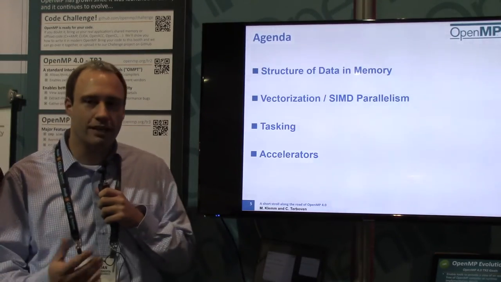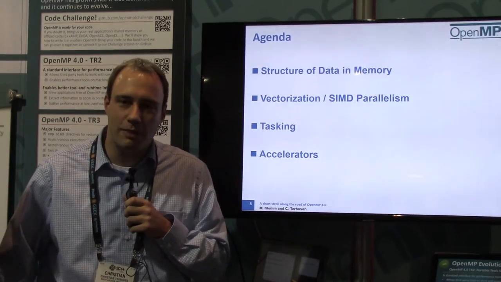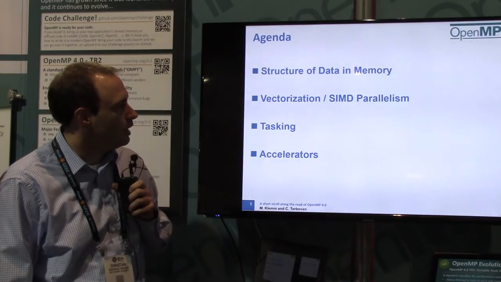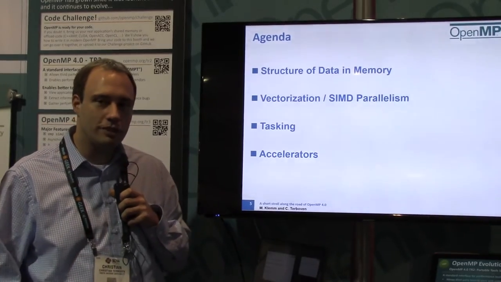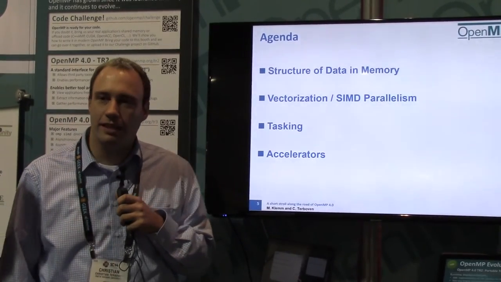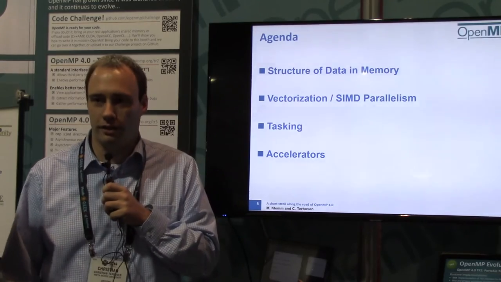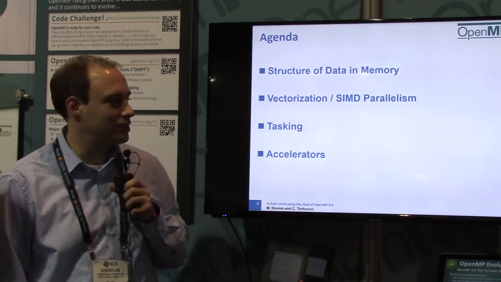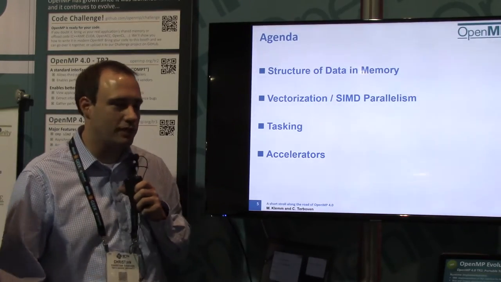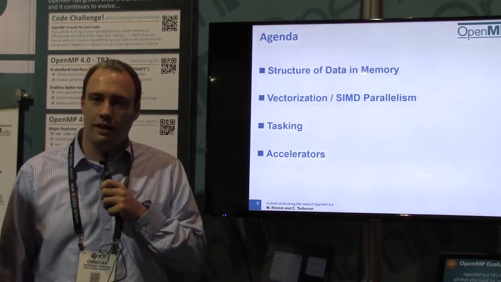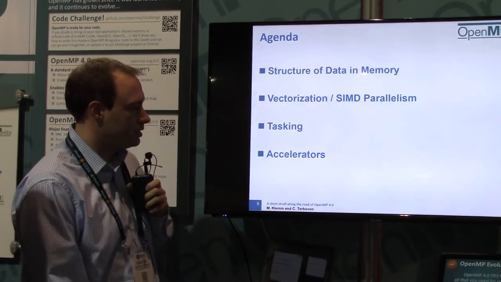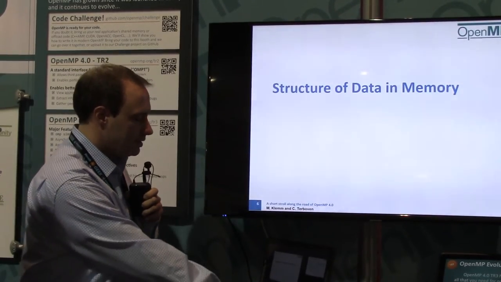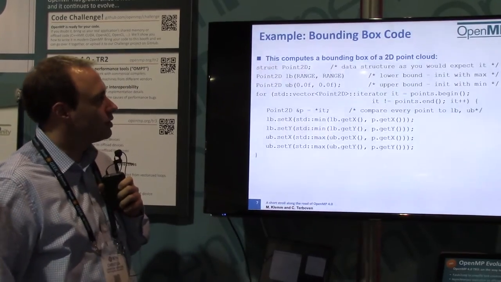And this is our agenda. We will talk about the structure of data in memory and how to exploit that in OpenMP to get the right performance. We'll talk about vectorization, meaning SIMD parallelism, and tasking, one of the features introduced with OpenMP 3, which we think didn't get the attention it deserves so far. And finally, the accelerator stuff. Let's just jump into the content here.